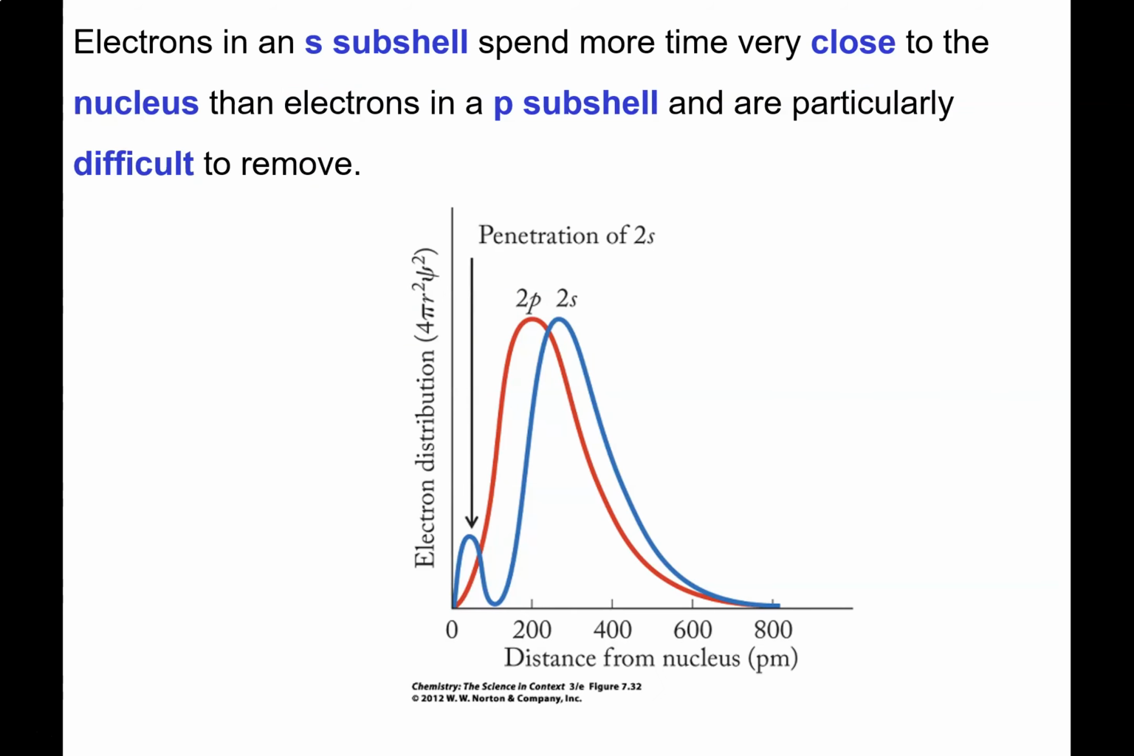Well, one thing that we know from the quantum theory is that electrons in an s subshell have this quality called penetration. They spend some time very, very close to the nucleus, because we have this little peak right here. And electrons that are in 2p's don't do that. So electrons that are in the 2s are going to be really, really hard to remove compared to electrons that are in a 2p. So electrons in a 2s might be harder to remove than what we would intuitively expect.